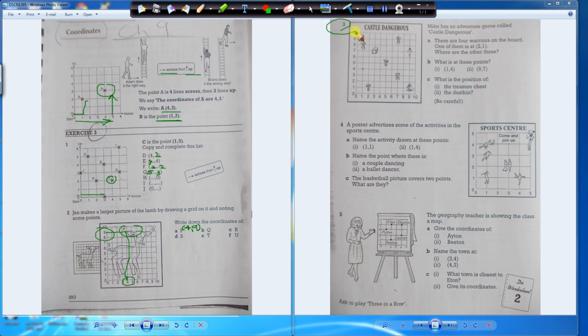Okay, question number 3. There are 4 warriors on the board. One of them is (2, 1), which is that one there. Here's the other warrior. Here's the other warrior. And here's the other warrior. So the coordinates of these other ones are (5, 6). What's the other one? (7, 9). And this one here is going to be (1, 8). It doesn't matter which order you put them in.